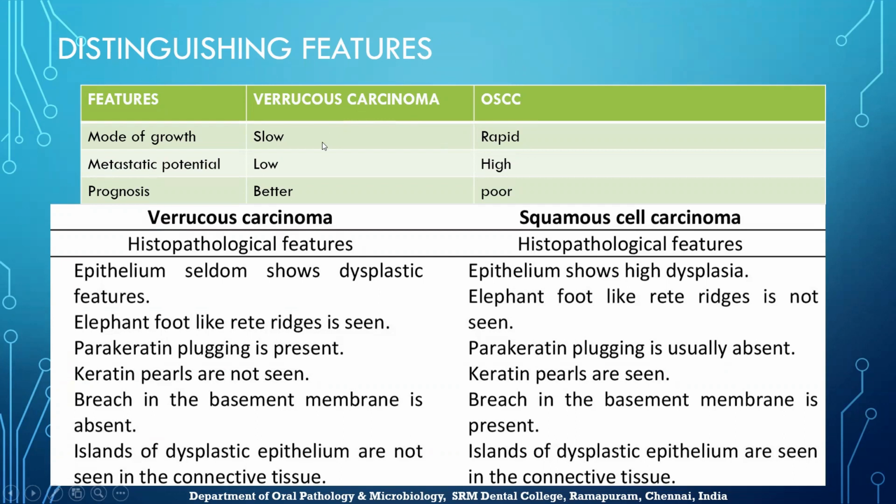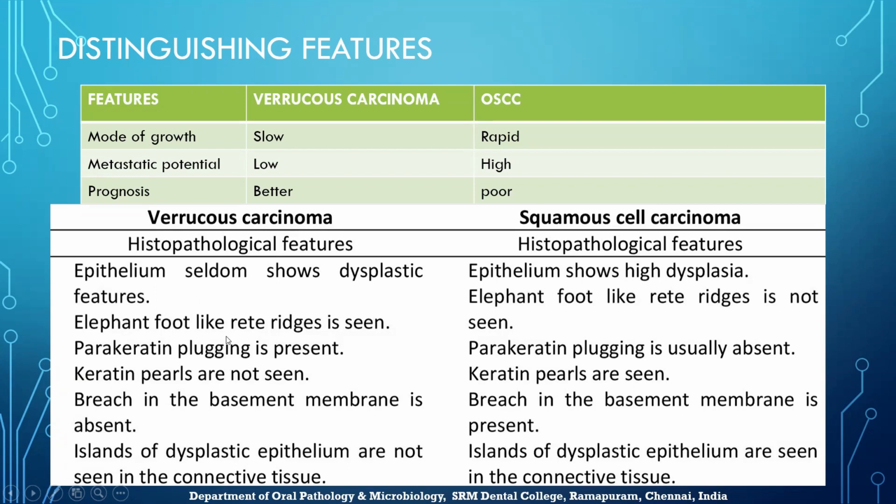So we can see that verrucous carcinoma is slow to grow with less metastatic potential and having a good prognosis, whereas oral squamous cell carcinoma grows rapidly and has a high metastatic chance, and the prognosis is also very poor. Then histopathologically, in verrucous carcinoma the epithelium does not show dysplastic features, whereas the epithelium shows high dysplasia in oral squamous cell carcinoma.